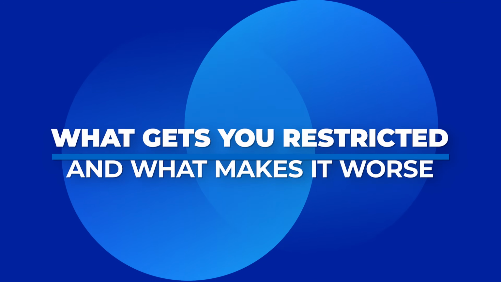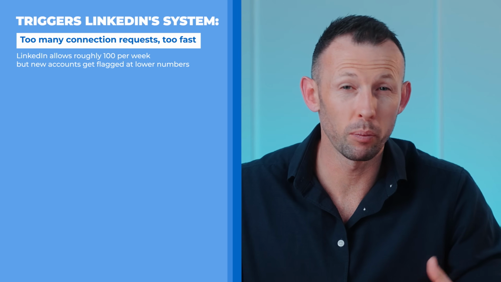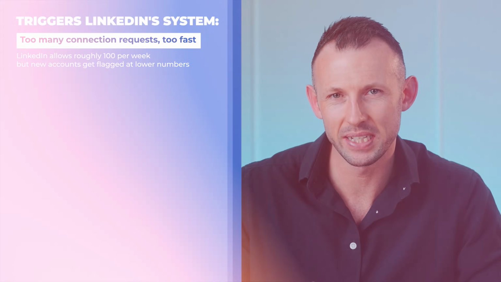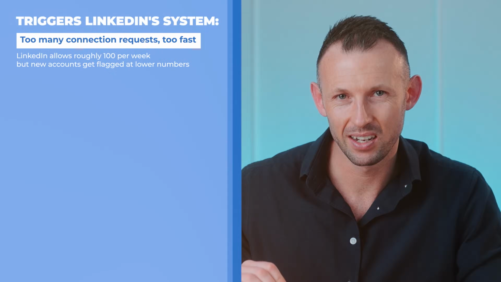What gets you restricted and what makes it worse? Now that you know how to protect yourself, here's what triggers LinkedIn's system. Too many connection requests, too fast. LinkedIn allows roughly 100 per week, but new accounts get flagged at lower numbers. If people ignore your requests or click, "I don't know this person," your trust score tanks.